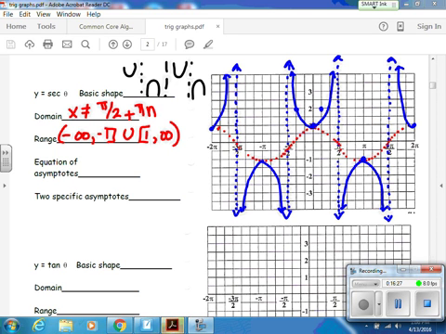And I think that we've kind of answered this question in our domain. That's the equation of the asymptotes right there. That pi over 2 plus, or, well, the equation of asymptotes is actually this. That's the equation of the asymptotes, because we're saying that it can't be, and they want to know what the asymptotes are. That's what it actually is. But it's the same thing. Two specific asymptotes, well, there's one at pi over 2, and there's one at negative pi over 2.